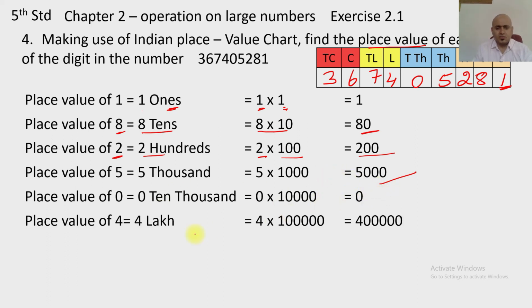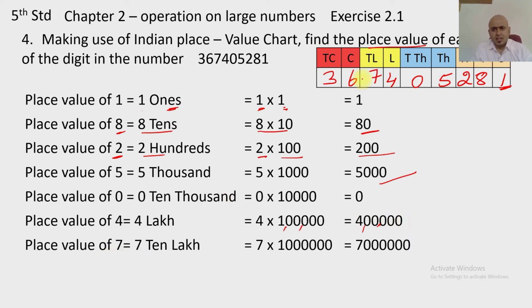Next number, that is 4. 4 is in lakhs place. You have to multiply 4 into lakh. 4 into 1 lakh is 4 lakh. So the value of 4 is 4 lakhs. The place value of 7 is in 10 lakhs place. Therefore 7 into 10 lakhs. When you multiply 7 into 10 lakhs, the answer is 70 lakhs. So the place value of 7 is 70 lakhs.